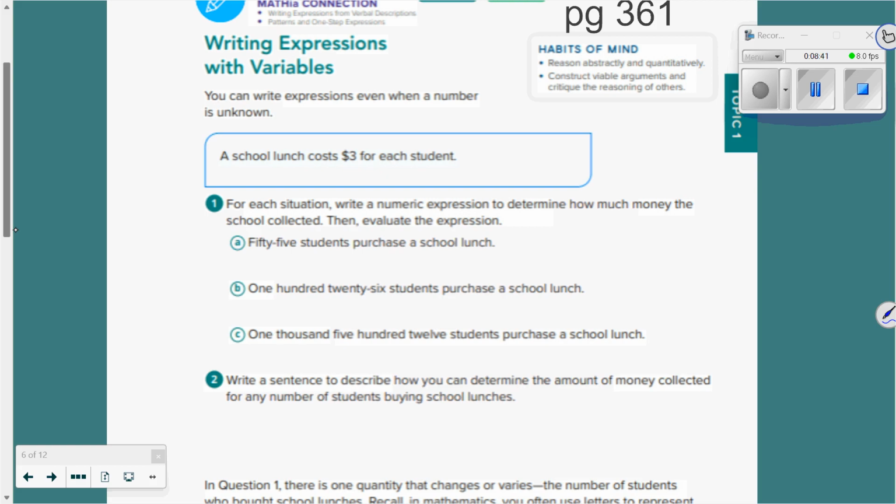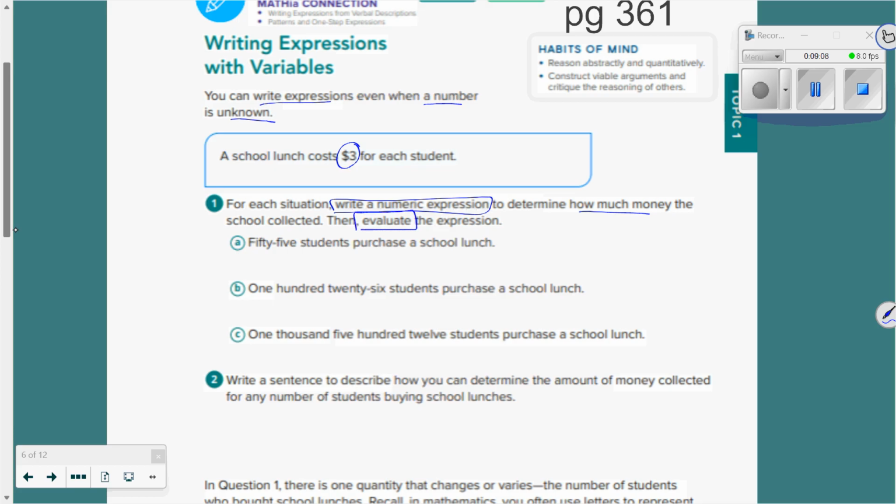Sometimes guys, you can write expressions even if a number is unknown. So if they've given it to you in English but they don't actually tell you the number, you can still solve it. So we're going to give you a chance to practice that. We're going to give you that the school lunch costs $3. So that's a given. Then we're going to give you a whole piece. Read the situation. Write a numeric expression to determine how much money the school collected and then evaluate.